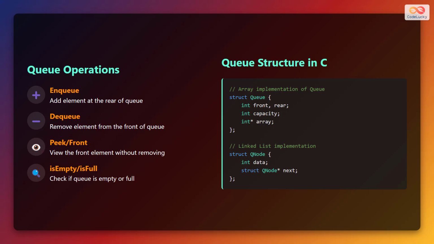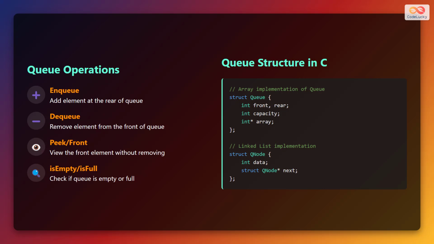Next is peek or front. This allows you to view the element that is at the front of the queue without actually removing it. Finally, isEmpty or isFull operations are for checking if the queue is completely empty, or if it has reached its maximum capacity. Now let's discuss how queues can be represented in C.